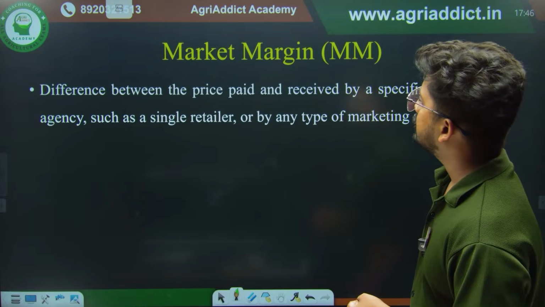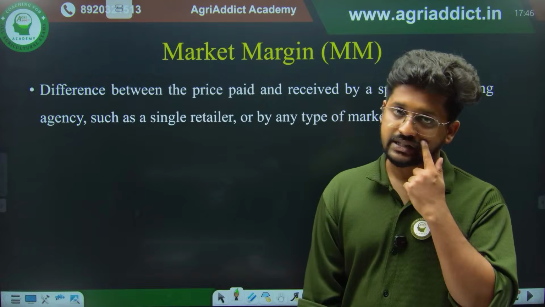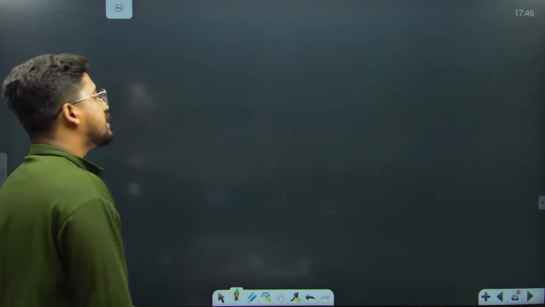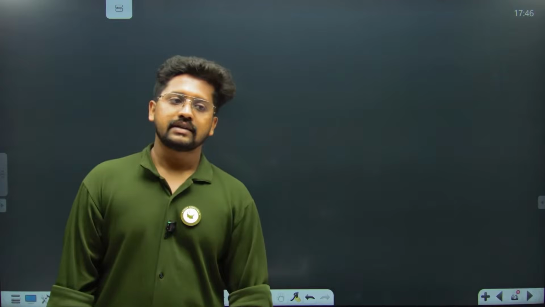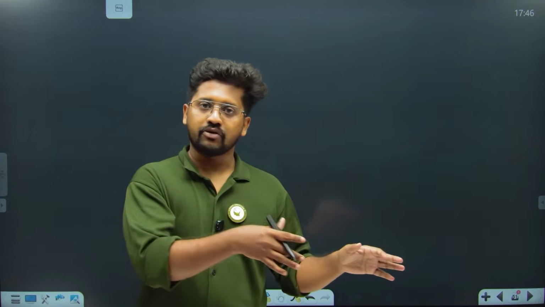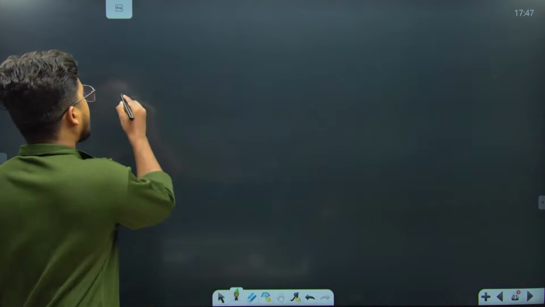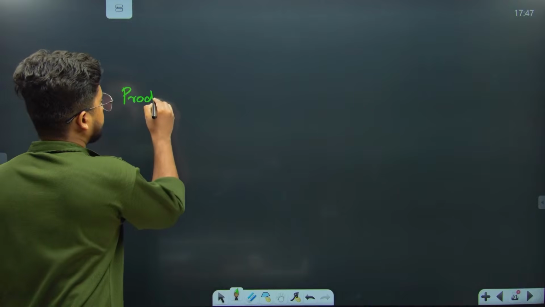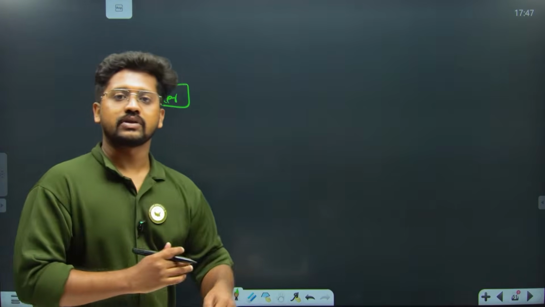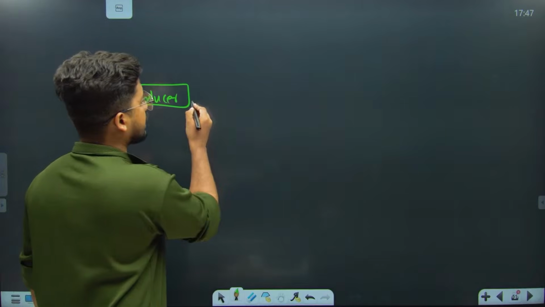Then marketing margin and price spread. Before starting this, you should understand what a marketing channel is. We have seen that the entire marketing process starts from the production end and goes to the consumption end, or from the farmer's gate to the consumer's plate, right? So we have a producer here. Listen carefully so that we don't need any more slides to understand the marketing margin.